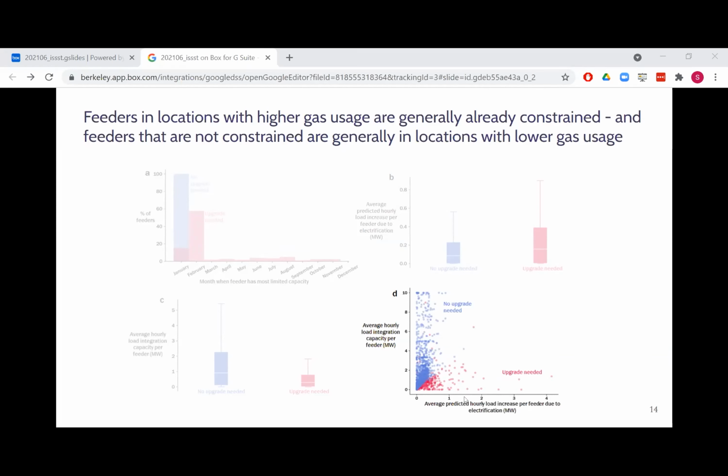So we have the hourly load increase on the x-axis, and we've got the load integration capacity per feeder on the y-axis. And you can see a clear division between the feeders that don't require upgrades and the feeders that do. Each dot represents a feeder, although there is a clustering in the bottom left here.